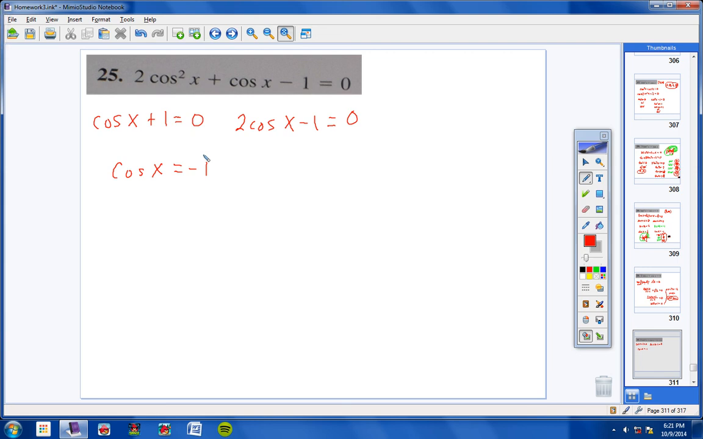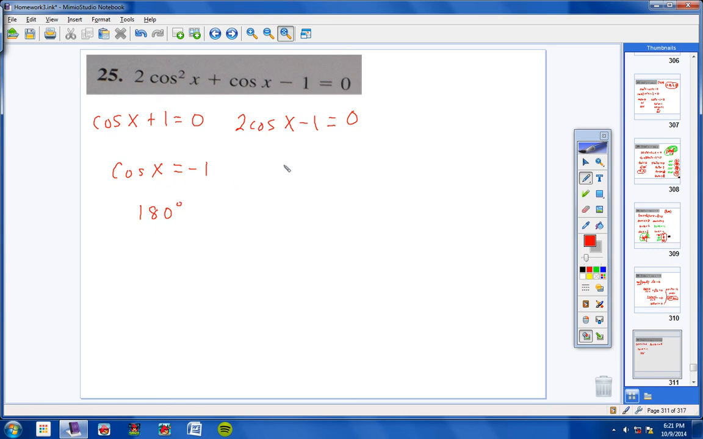Cosine of 0 is not -1. Cosine of 90 is not -1. And cosine of 180 is. And cosine of 270 is not. So the answer here is 180. Cosine of 180 gives you -1.